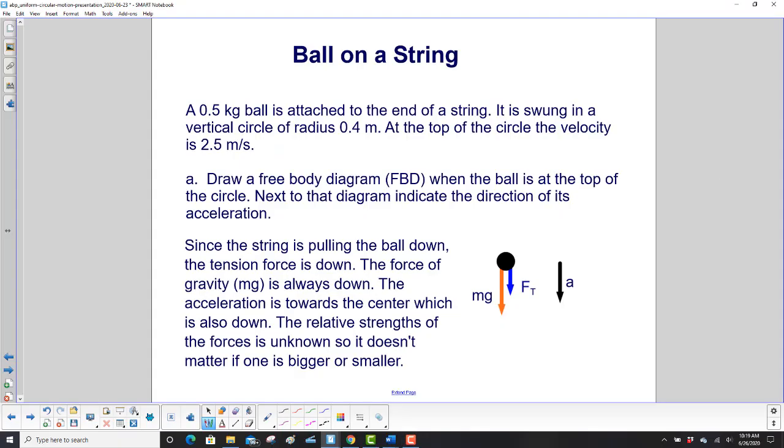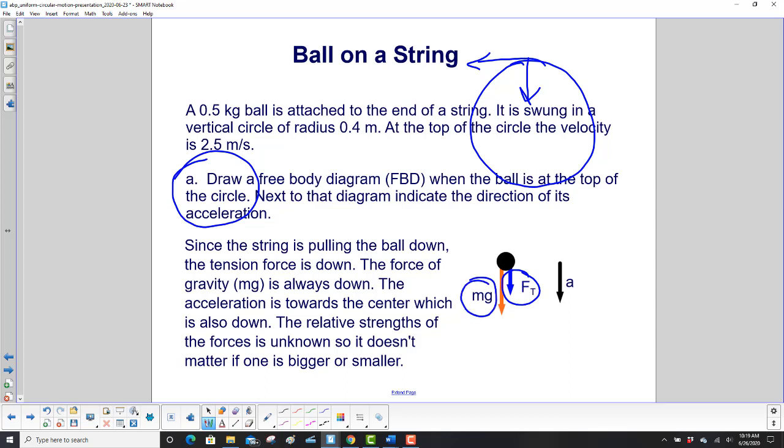So we will start with part A, where we're drawing the free body diagram. The string is pulling the ball down, right? You're at the top here, there's your velocity. The force is in that direction. That is going to be the tension force. Also pulling you down is gravity, mg, both in a down direction.